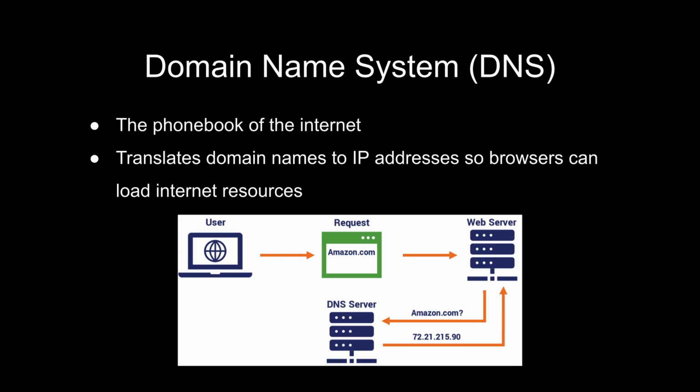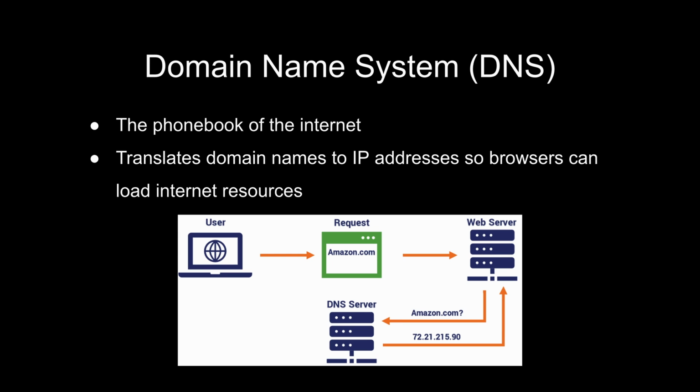The domain name system, known as DNS, is the phone book of the internet. Humans access information online through domain names, like google.com or youtube.com. Web browsers interact through IP addresses. DNS translates domain names to IP addresses, so browsers can load internet resources.